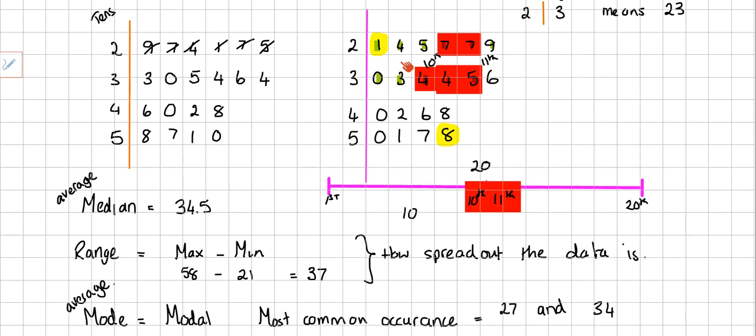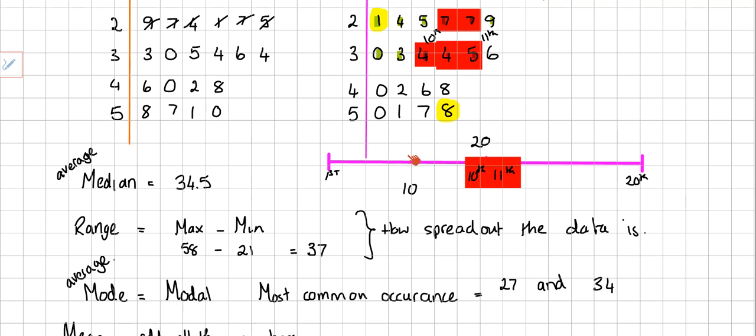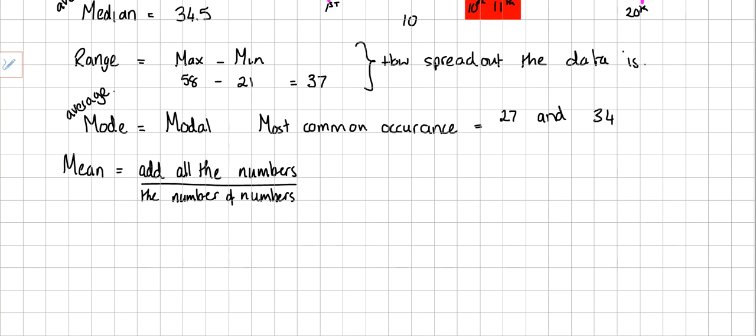Okay, so add all the numbers up. Did you do 1, add 4, add 5, add 7, add 7... 21 plus 2. Good. 21, add 24, and so on. So what did you get when you added all the numbers up? 37.35. So that's the mean.